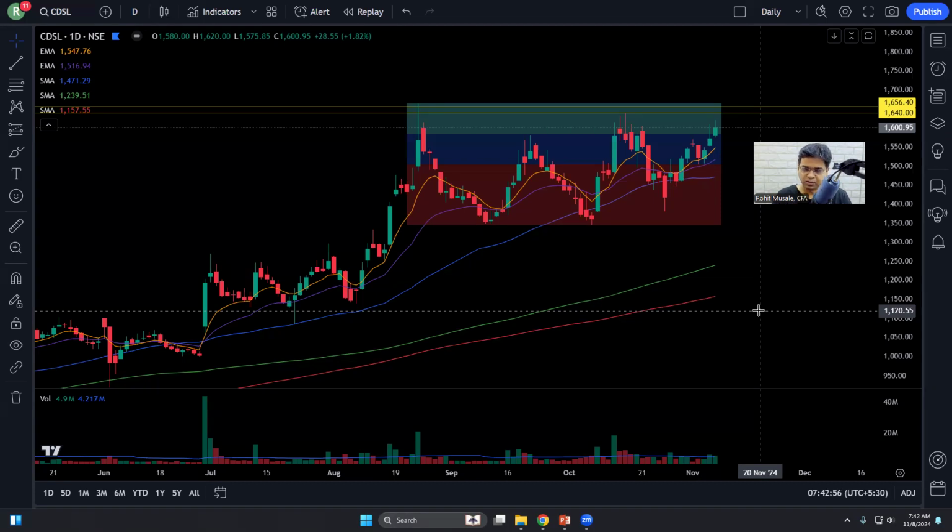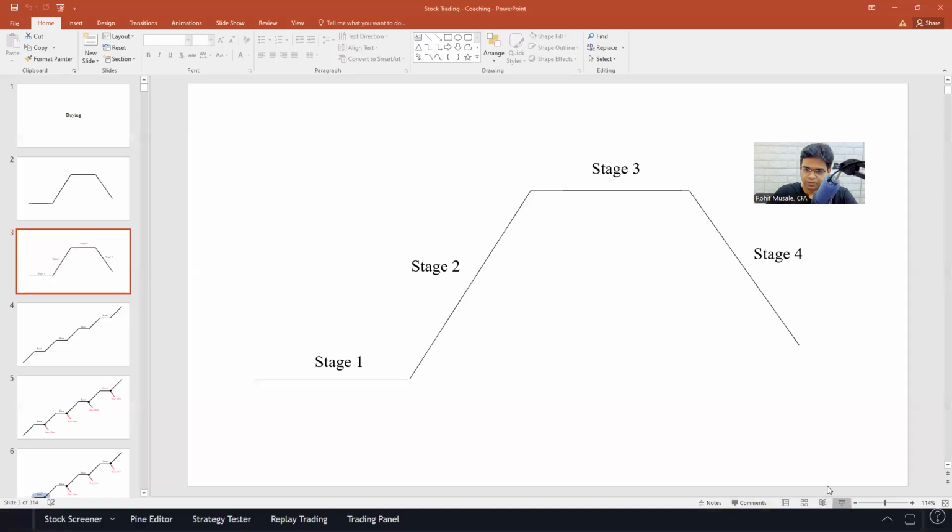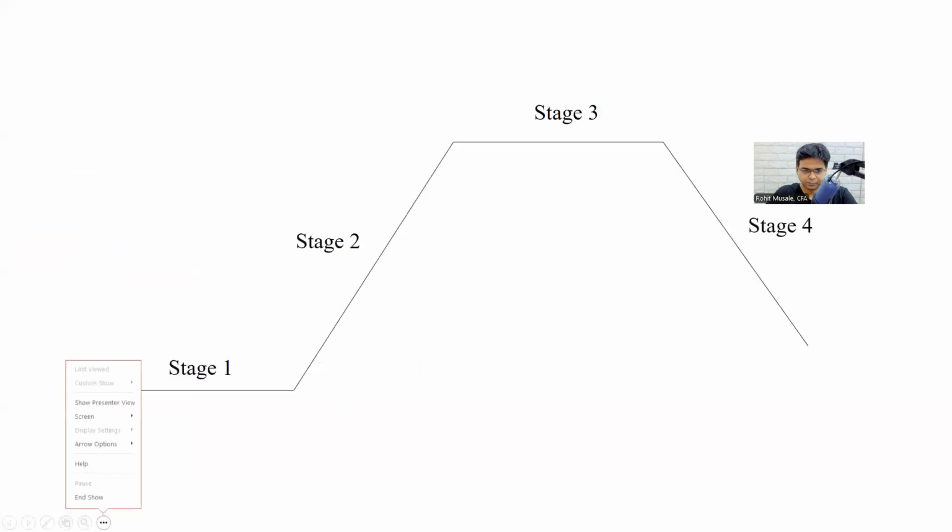If you have been watching my videos for quite a while, you know that I use the moving averages to answer that question. However, before we look at the moving averages, let me take you to a diagram that I have created for you. Have a look at this diagram. So the stock goes from stage 1 to stage 2 to stage 3 to stage 4. This is the natural price movement of any stock in the stock market.